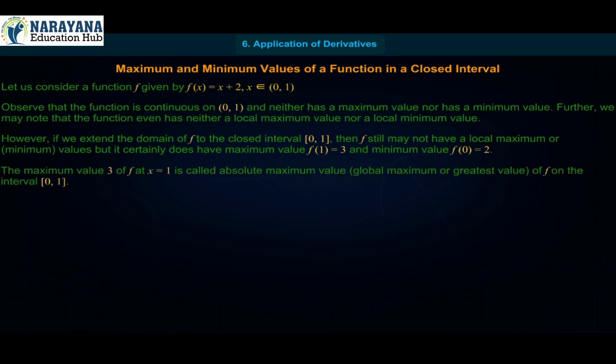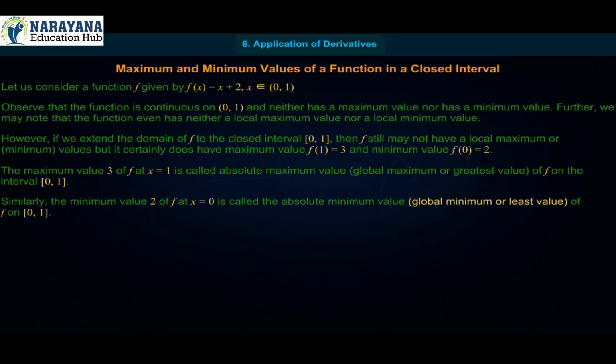The maximum value 3 of f at x is equal to 1 is called the absolute maximum value, which means the global maximum or greatest value of f on the closed interval 0, 1. Similarly, the minimum value 2 of f at x is equal to 0 is called the absolute minimum value, which means the global minimum or least value of f on the closed interval 0, 1.